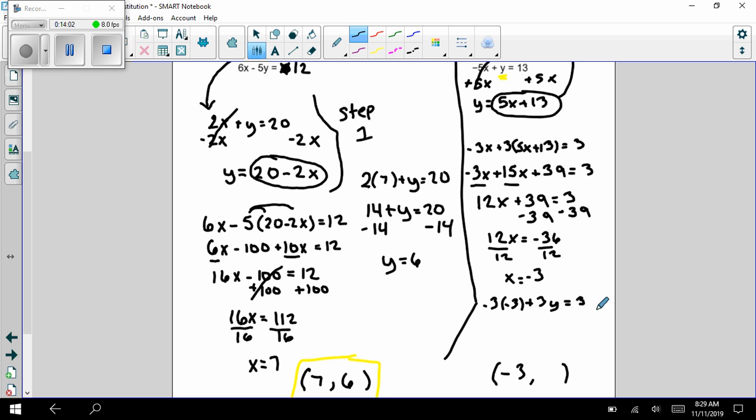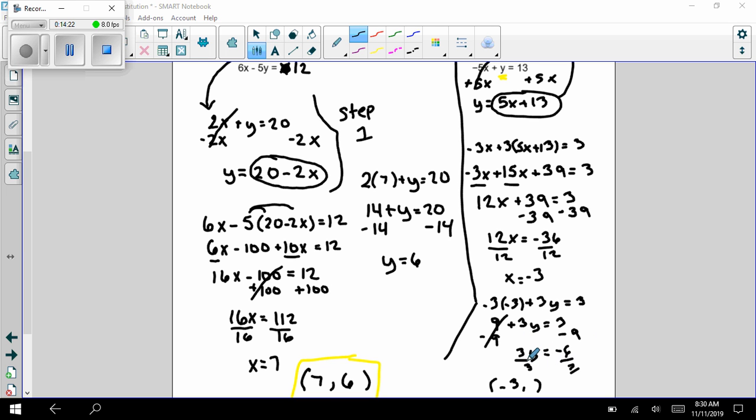Now we only have one variable left to solve for. Go ahead and simplify it by multiplying, now we take negative 9 to the other side. We're left with 3y equals negative 6. One step left to go is to divide.